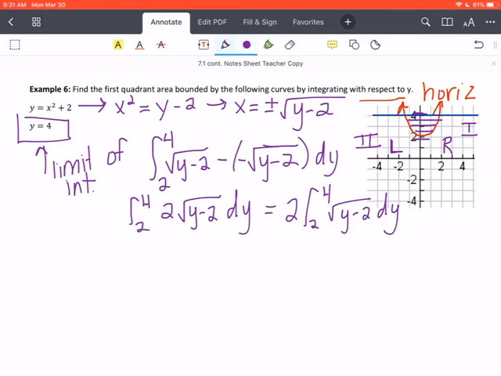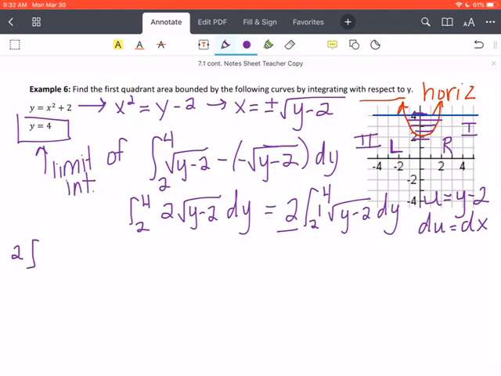We see a function inside a function, so I can go ahead and look at using u substitution. If I make u y minus 2, then what is du going to be? What's the derivative of y minus 2? It's just 1, so it's dy. Because I popped this 2 out front, I really have a 1 sitting here, so I'm good to go. I'm not going to put in my limits of integration on this step.